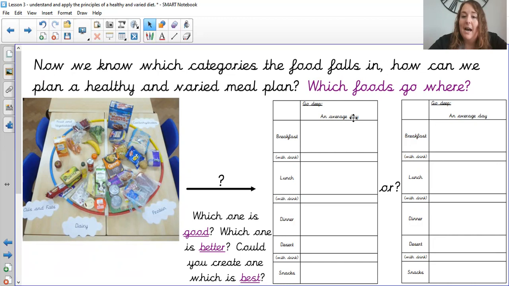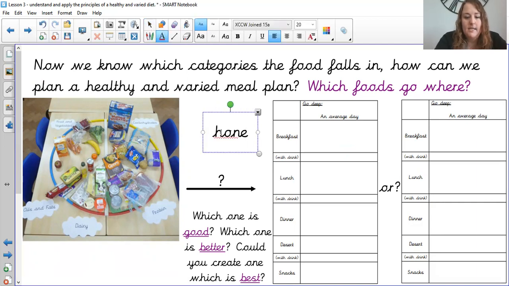So for you to plan an average day, even just write down the foods that you eat at the moment. Generally, not every single day, but just pick one day. If you have cereal and milk for breakfast, just pick a cereal and pop it there. And what you can do, if you want, is put a little C underneath your cereal.